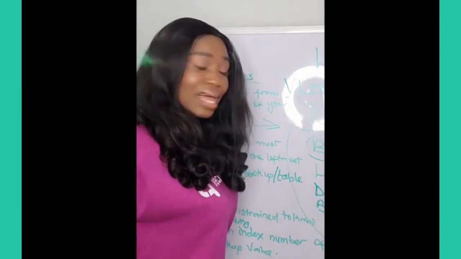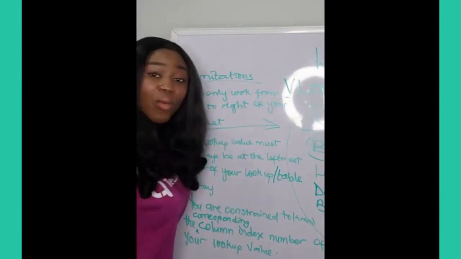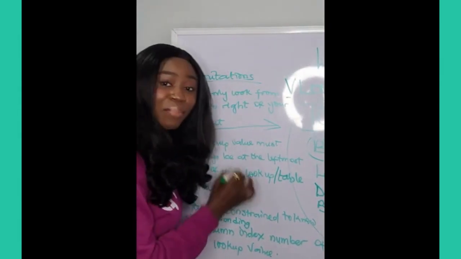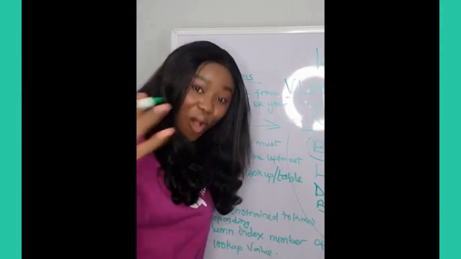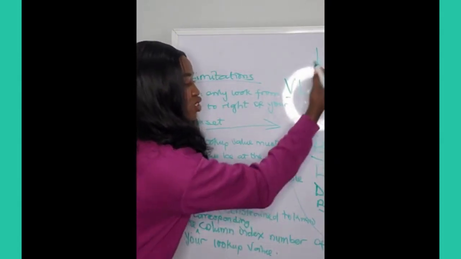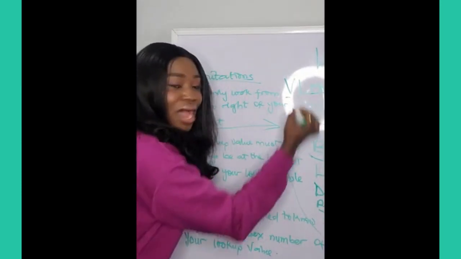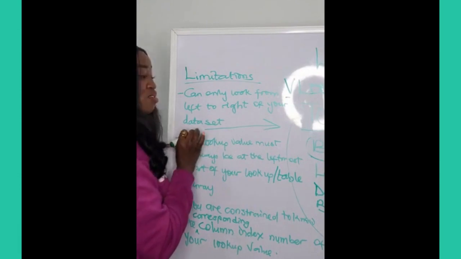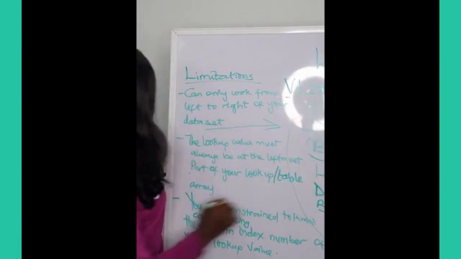It can only look forward, right? Which basically implies that wherever your lookup value is within your data set, it has to be at the leftmost part of the data set. So again, we're looking for ball. Whatever I'm specifying as my table array, my lookup value should be at the leftmost part of my data set so that VLOOKUP can look to the right of it, right?